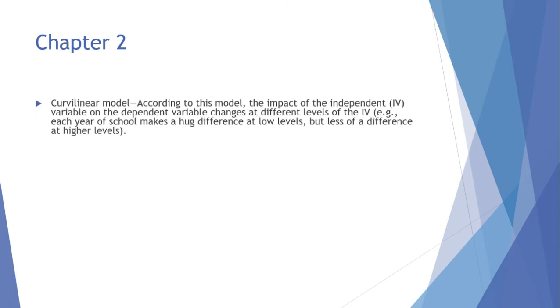According to this model, the impact of the independent variable, which I will abbreviate throughout the semester with IV, on the dependent variable changes at different levels of the independent variable. So an example would be that each year of school makes a huge difference at low levels, but less of a difference at higher levels.